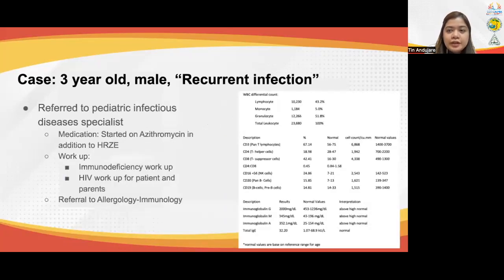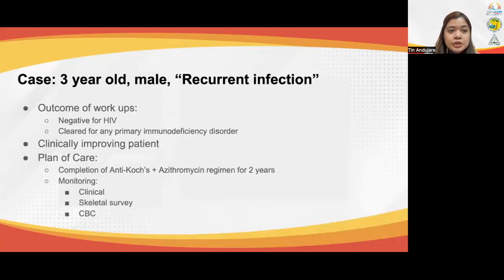With being able to identify the specific NTM species, this patient was subsequently referred to a pediatric infectious diseases specialist who revised the regimen being given to him to include azithromycin. He also indicated to have an immunodeficiency workup be done and a formal referral to an allergologist immunology specialist. HIV workup for the patient and both parents were also done and all negative. Immunodeficiency workup was also normal, and the pediatric allergologist immunologist cleared the patient for any primary immunodeficiency disorder.